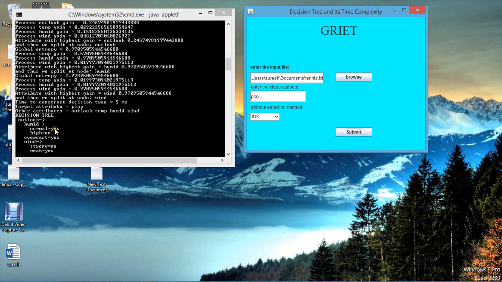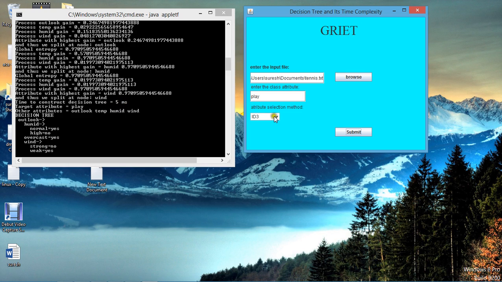The ID3 algorithm states that if the outlook is humid and it is normal, then yes. If it is high, then no. If it is overcast, then directly it is yes. If wind is strong, no, and weak, yes. So this tennis database can form a classifier within a time complexity of 5 milliseconds.